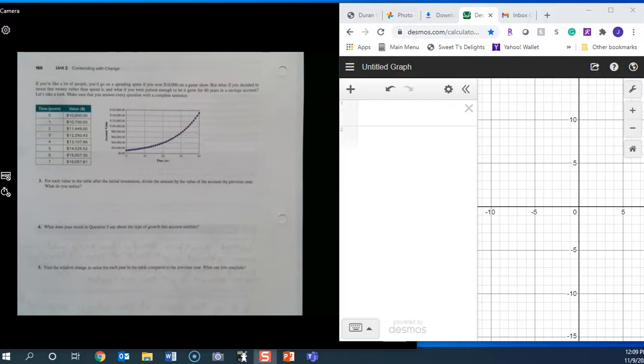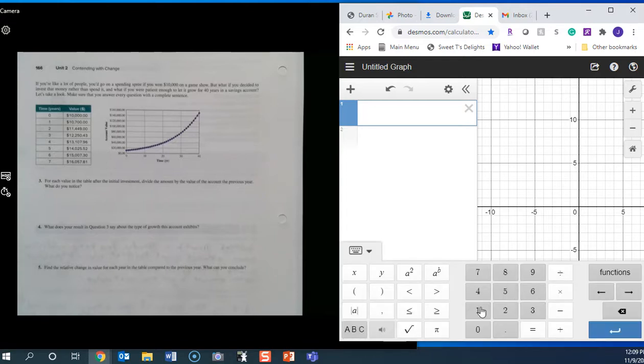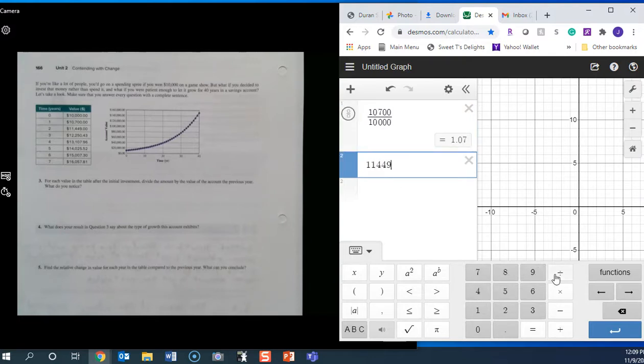All right, it says for each value in the table after the initial investment, divide the amount by the value of the account the previous year. What do you notice? Okay, so we go here to our Desmos calculator, and we would take 10,700 and divide it by the previous year's amount, which is 10,000. We get 1.07. Now we would take this 11,449 and divide it by the previous year, which is 10,700, and we get 1.07.